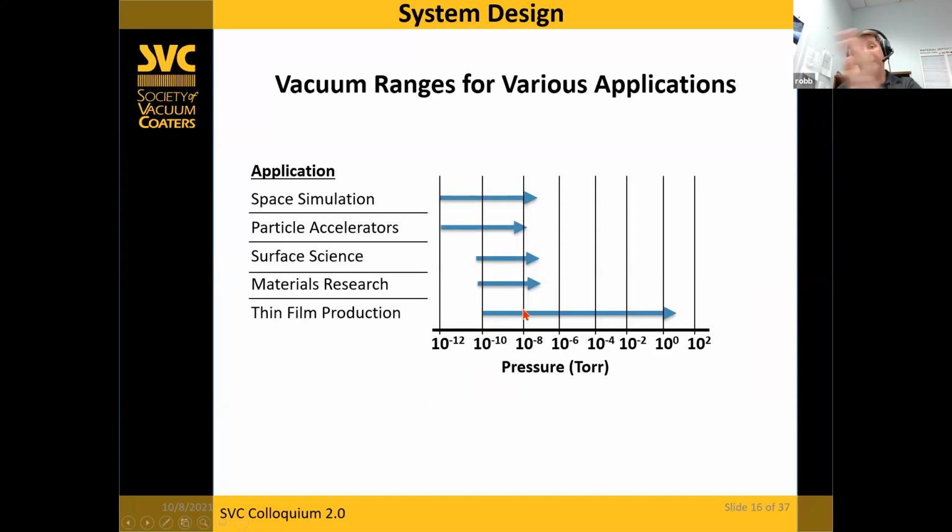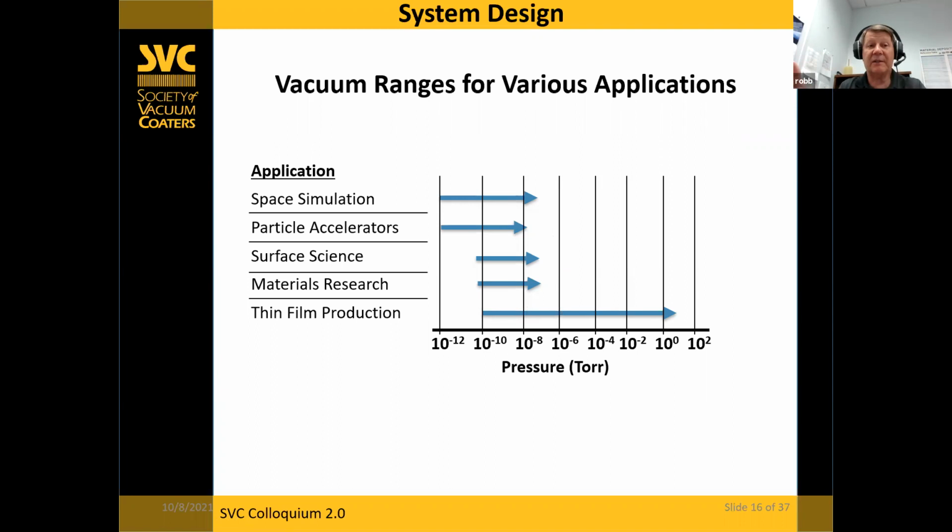Some of the applications of these various vacuum levels are space simulation, which again takes that very high vacuum range from 10 to the minus 12 to 10 to the minus 8, really. Particle accelerators operate in about that same range. Surface science operates in the 10 to the minus 10 to 10 to the minus 8 range. Materials research is in about that same range.